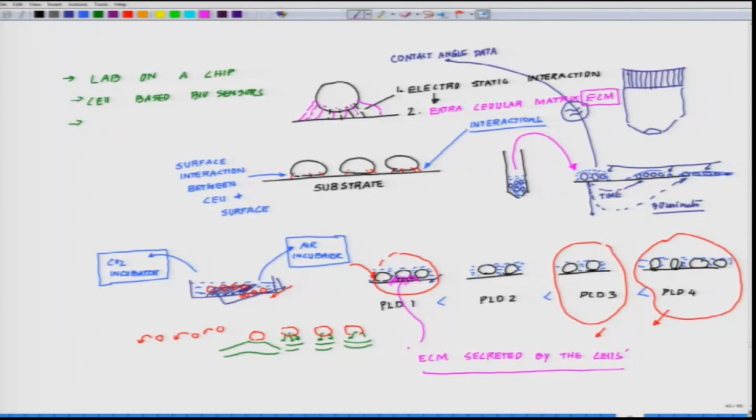So keeping this paradigm in mind, we will move on to, and of course we talked about the interaction between, this is the kind of interactions which are possibly happening. So next in that line, now having said this, I will take a natural situation.